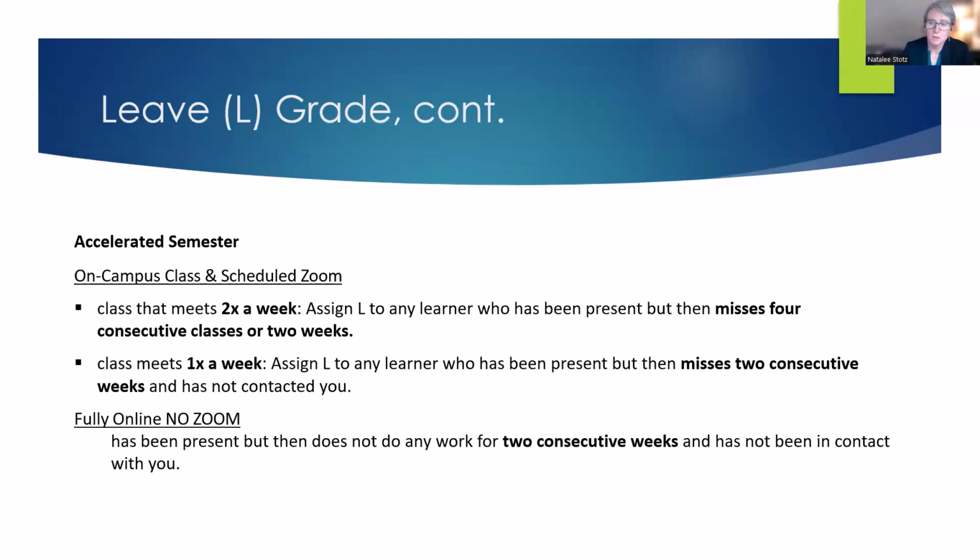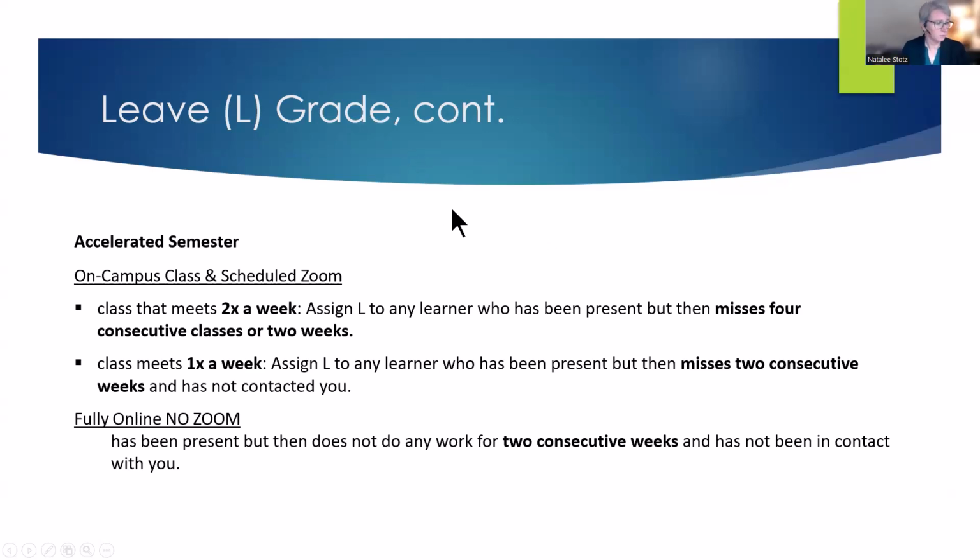Okay. So if it's an accelerated semester, then if it's on campus with a scheduled Zoom, 2 times a week, if they miss 4 consecutive classes or 2 weeks, they get L'd. If it's a once a week class, if they miss 2 consecutive weeks, they get L'd. Fully online, 2 consecutive weeks, and they get L'd.